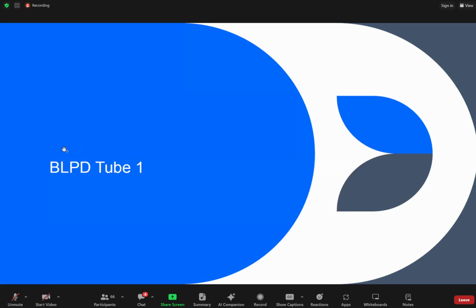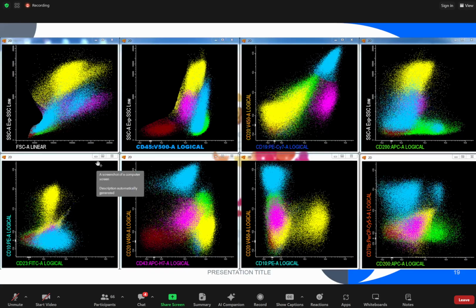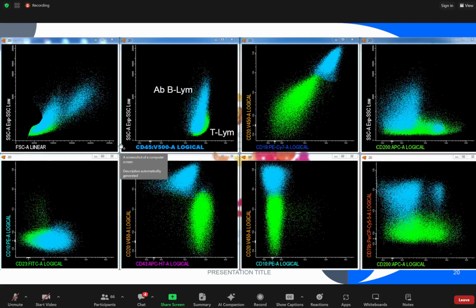So I'll proceed further with the B lymphoproliferative tube. I just show the abnormal B lymphocytes. In this tube, you can see these abnormal B lymphocyte cells. They are CD19 and 20 positive, CD200 negative, 23 negative, 43 negative, and 79B positive, 200 negative.